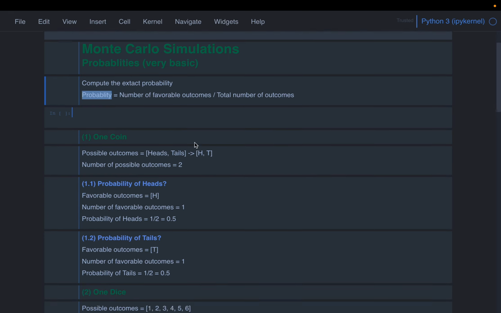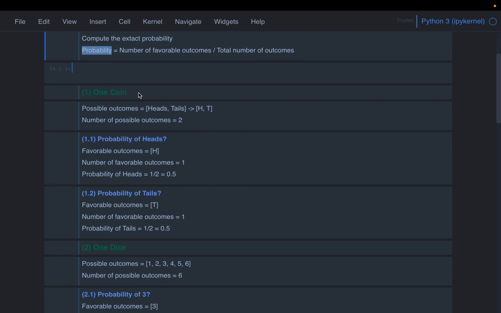Now let's start with the simplest example. We have one coin. Let's say we are flipping a coin. When we flip a coin, we either get heads or tails. So there are only two outcomes possible. So that's the number of total outcomes.